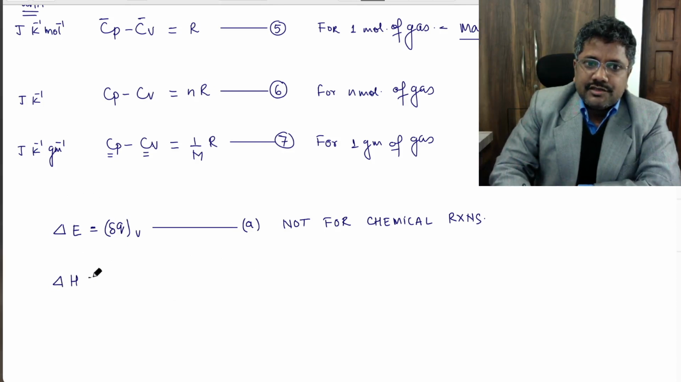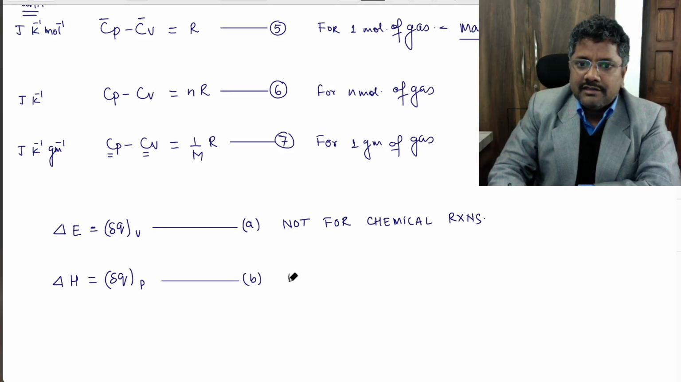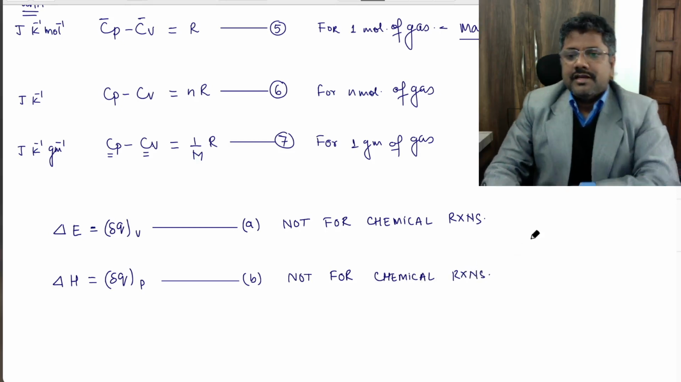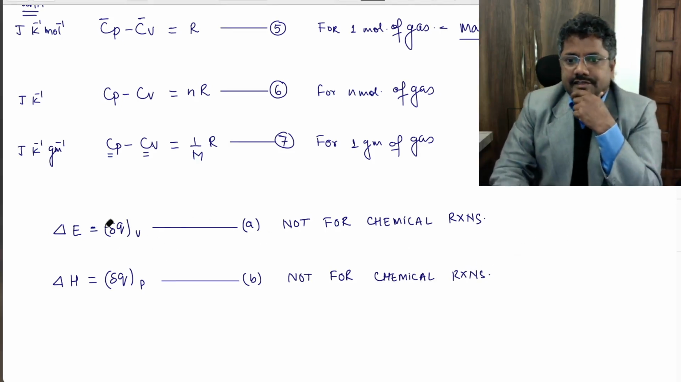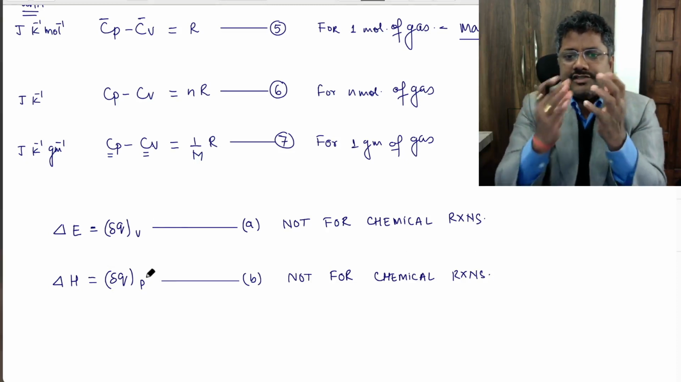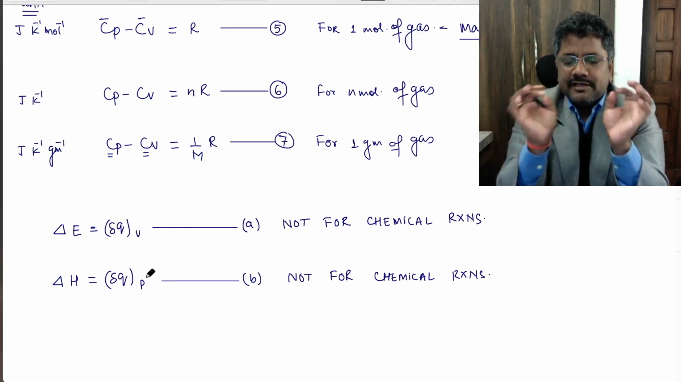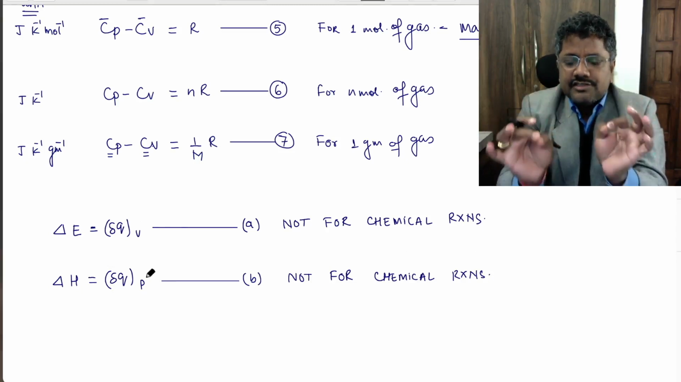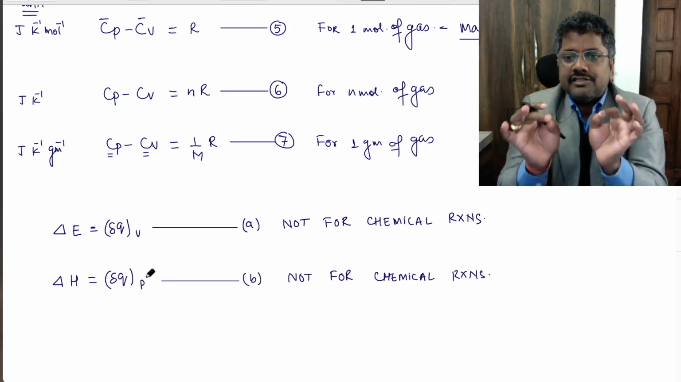Similarly, delta H is equal to this. This is again a very important formula, but again this is not for chemical reactions. It means for any physical process you can use this formula. So what is the change in internal energy for any physical process? Very simple. The change in internal energy is the net heat change at constant volume.